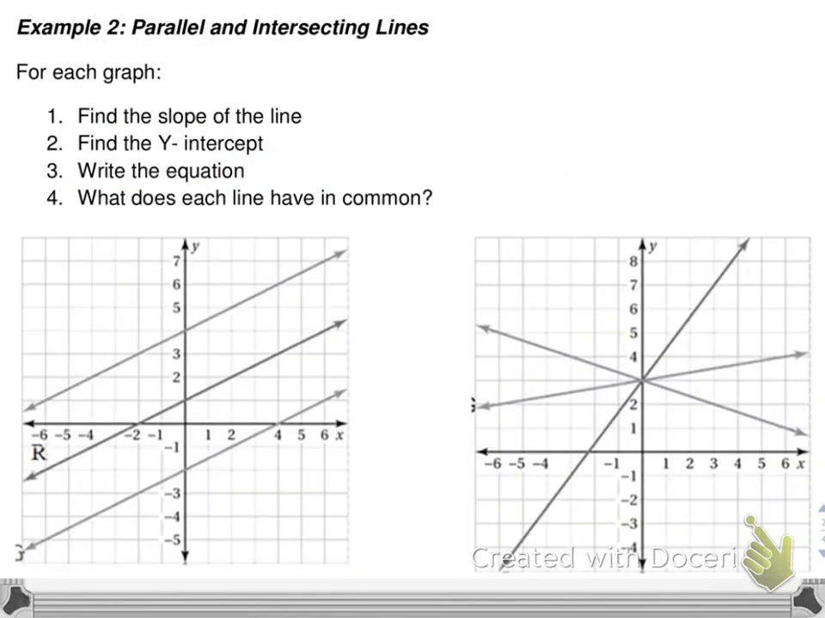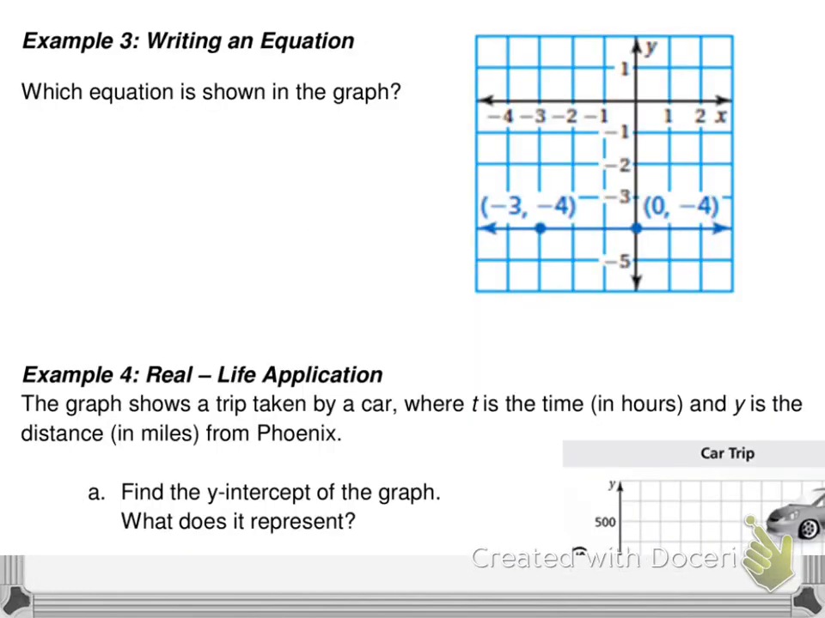This next page is actually an example of parallel and intersecting lines. We actually did this for our 4.6 discovery activity, so I would like you to go on to page 3. Example 3 says, which equation is shown in the graph? So if you notice, I have a horizontal line. A lot of us keep forgetting that this is a special line. That means one of my variables is missing.